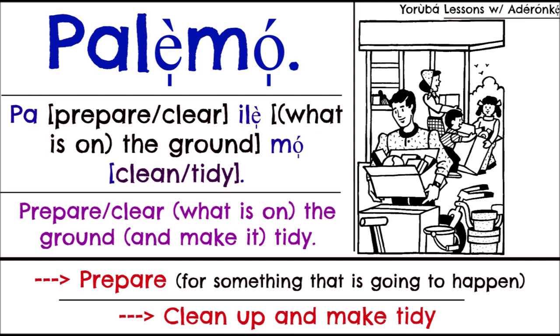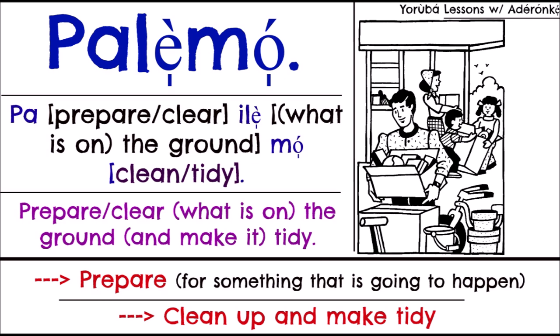Pa is to prepare, to clear or prepare. Ile is what is on the ground, or ile actually is the ground, but ile here has been used to infer what is on the ground, or what you have, whatever that needs to be cleared. Mo means clean, or it could even be tidy.